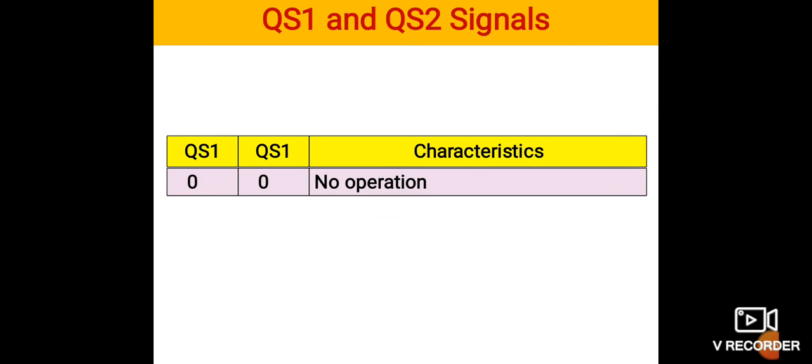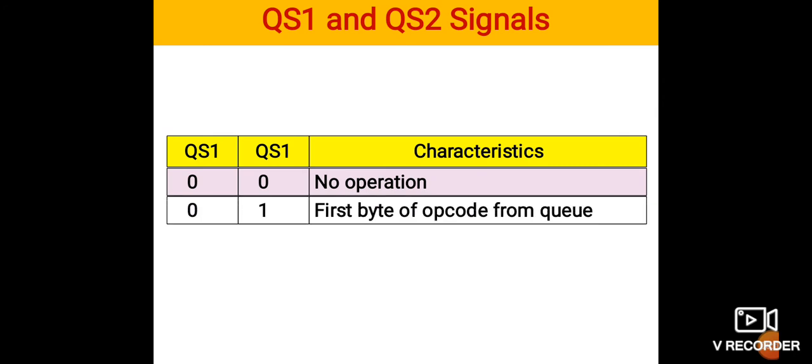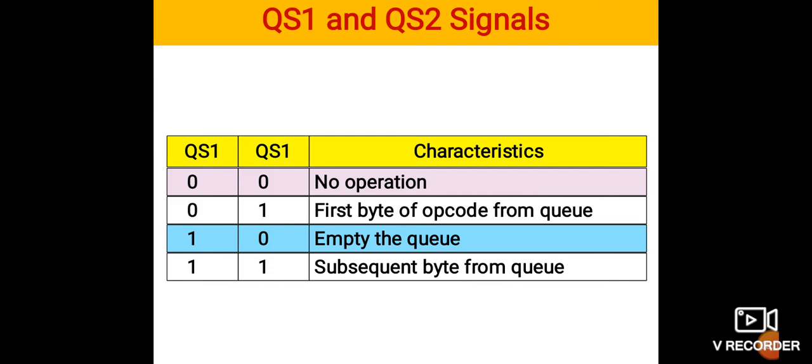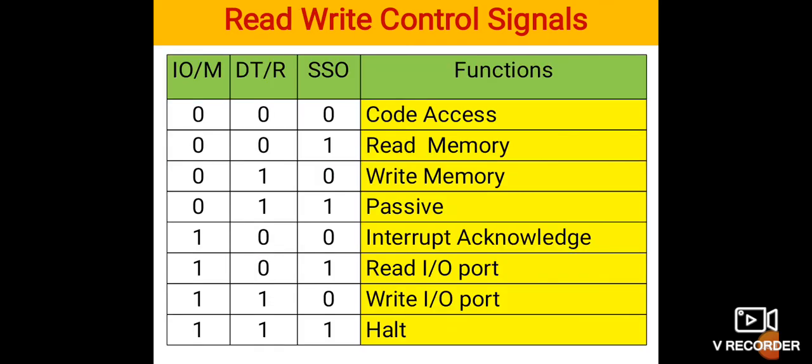We have 0 meaning no operation. If it is 0 1, it is the first byte of the opcode from the queue. If it is 1 0, it is emptying the queue, and if it is 1 1, it is the subsequent byte from the queue. And coming to the read-write control signals, we have three signals combined, which are IO/memory bar, then data transmit/receive, and SS0, that is your status.